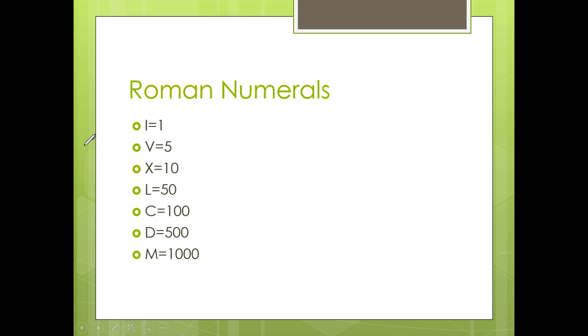Now with Roman numerals, the key here is to start memorizing your Roman numeral symbols. So either a lowercase I or an uppercase I will stand for 1. V, which could be uppercase or lowercase, will be 5. Same goes for all of the other Roman numerals. So you have X is equal to 10, L is equal to 50, C is equal to 100, D is equal to 500, and M is equal to 1,000.